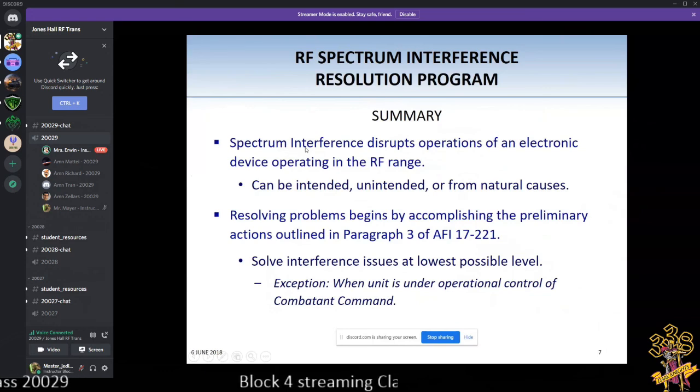So spectrum interference disrupts operations of an electronic device operating in the RF range. It can be intended, unintended, or from natural causes. Resolving it begins by accomplishing the preliminary actions outlined in paragraph 3 of AFI 17-221. You want to solve your interference issues at the lowest possible level, except when your unit is under operational control of a combatant command. Then you take it up channel immediately.